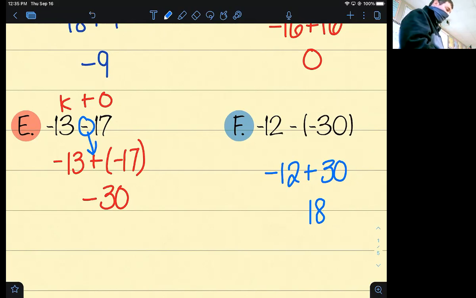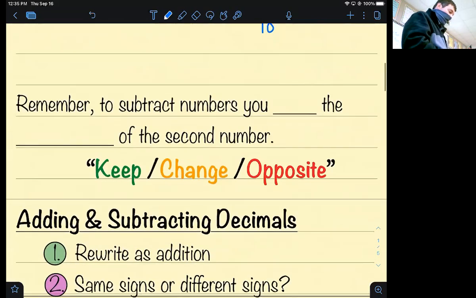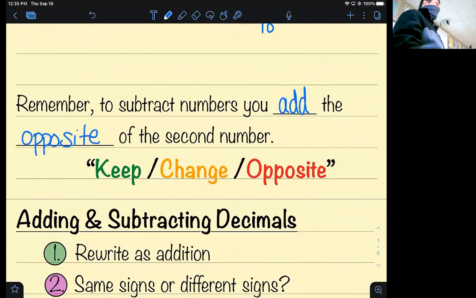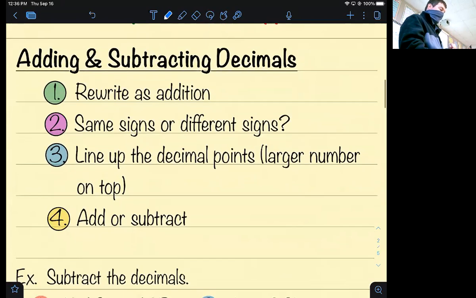Okay. So remember, to subtract numbers, you add the opposite of that second number. Not the opposite of the first number. I've seen people take the opposite of the first number. It is keep, change, opposite. Keep the first number. Change it to addition, opposite of the second one. So let's go and practice some decimals.